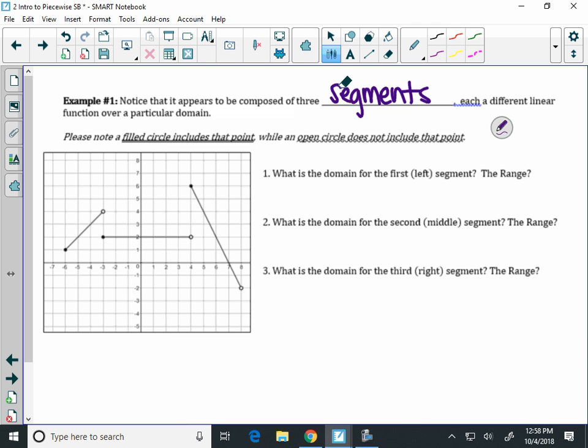So when we have piecewise functions, you're either going to have segments that look like this, or you're going to have rays, where we have an endpoint on one side and an arrow on the other. And we'll do both today. So let's start by just talking about domain.